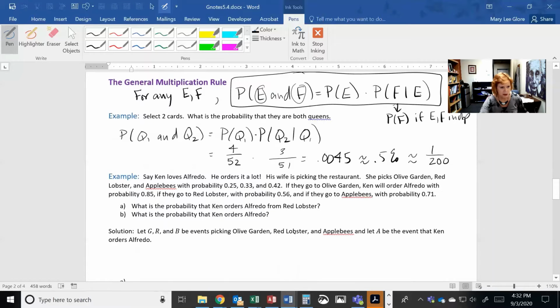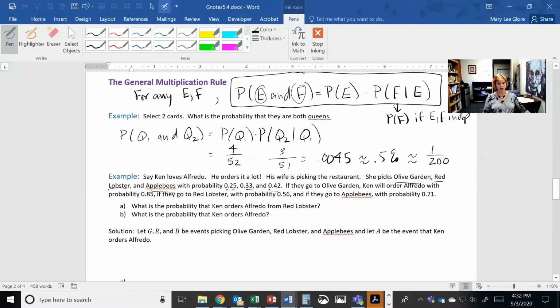Let's do another example. Let's say Ken, which is my husband's name, loves Alfredo. Let's say though he orders a lot. His wife is picking the restaurant, and they only go to 3 restaurants that serve Alfredo: Olive Garden, Red Lobster, and Applebee's. She will pick those restaurants with this probability. On any given day, the probability that she'll pick one of those restaurants is 0.25, 0.33, or 0.42.